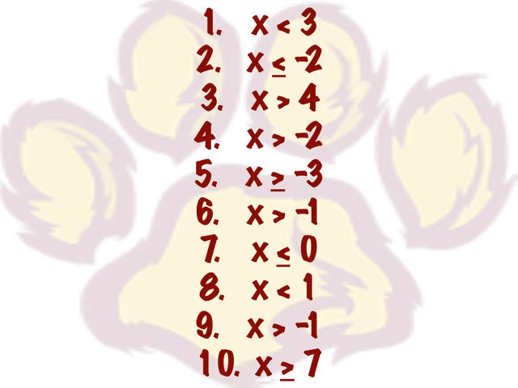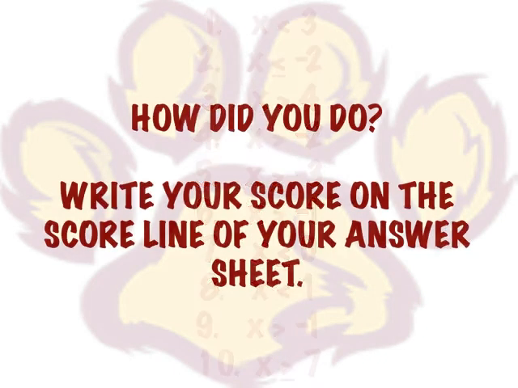Check your answers. If they are correct, leave them as they are. If they are incorrect, mark them wrong. You do not need to change your answers, though. How did you do? Write your answer on the score line of your answer sheet. You should see space where it says blank out of 10.